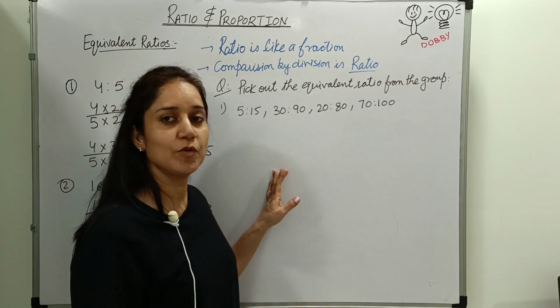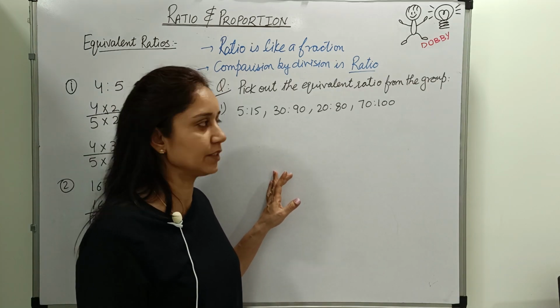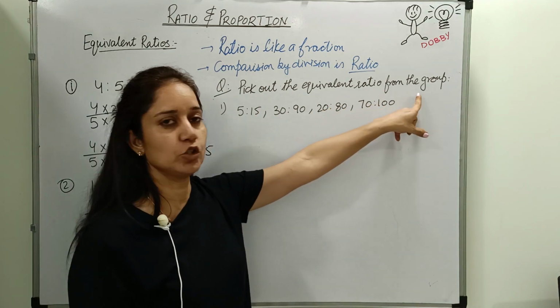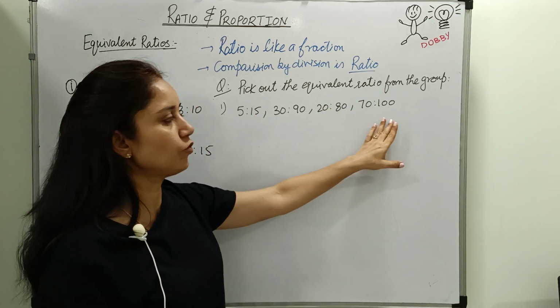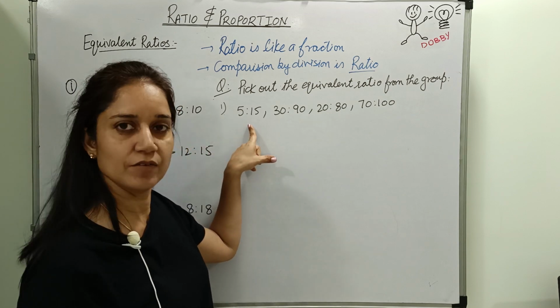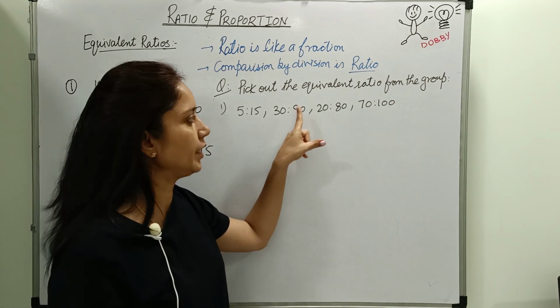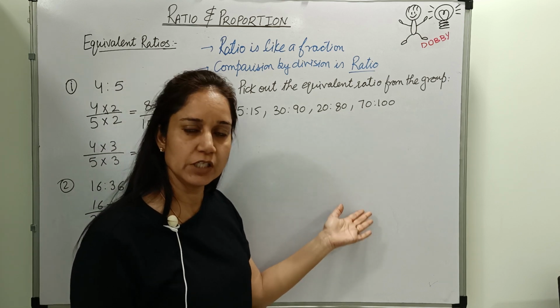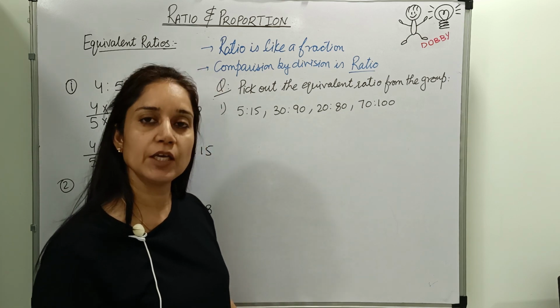Now another type of question which can be asked in your exam for the equivalent ratios is: pick out the equivalent ratio from the group. Here you can see 4 group of ratios is given. 5 is to 15, 30 is to 90, 20 is to 80 and 70 is to 100. Out of these 4 we have to find the equivalent ratios.